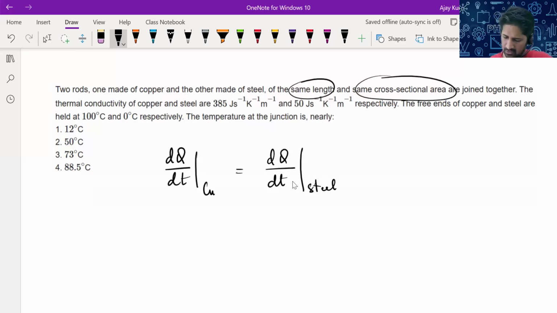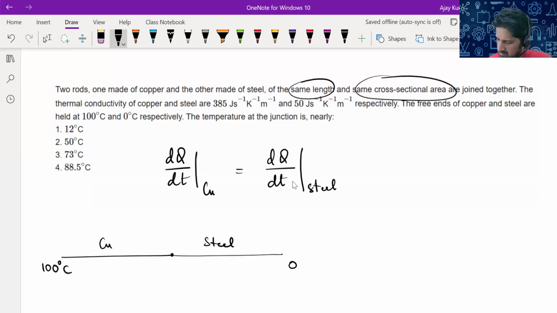Use the direct formula. Now, the free ends of copper and steel are held at 100 degrees C and 0 degrees C. So suppose from here to here is copper and then from here to here is steel. One end is at 100 degrees C, the other end is at 0 degrees C. Junction temperature is what we want. So temperature difference across copper will be 100 minus T and temperature difference across steel will be T minus 0.